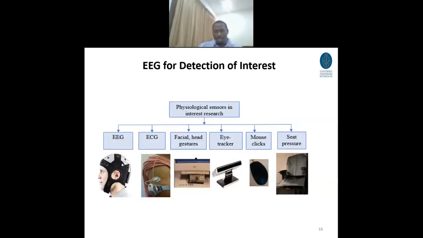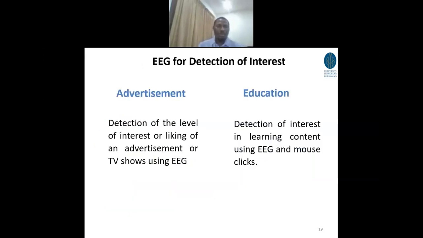Okay, so I was mentioning that there are different ways of capturing the physiological signals, but depending on the application, some would be better than others. So here for us, we have chosen the EEG. We'll see later on why.